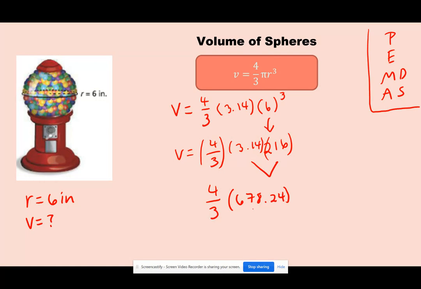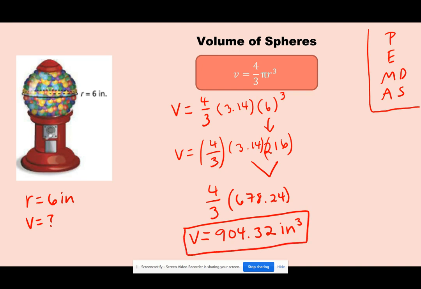Or you could take this number, multiply it by 4, and then divide by 3. So there's a lot of different ways you can get to your answer, but when you do multiply that out, you get the volume of 904.32. Our unit is inches, and anytime we talk about volume, it has to be cubed. Surface area is squared, volume is always cubed. Okay, so like I said, you can find this a couple different ways. 4 divided by 3, enter, times 678.24, or you can do 678.24 times 4 divided by 3.